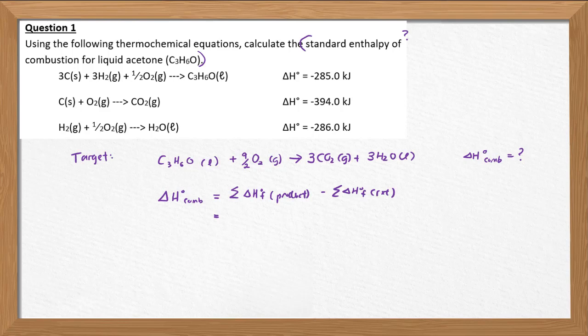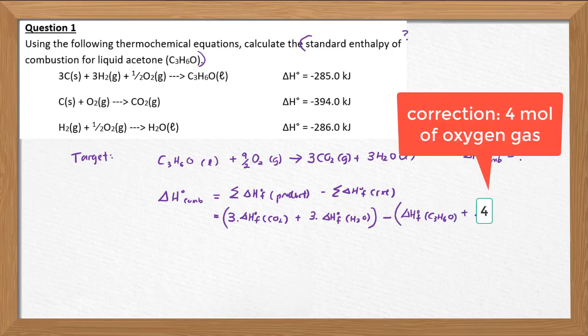So for the products, we have 3 moles of carbon dioxide, so 3 times the enthalpy of formation of carbon dioxide, plus 3 times the enthalpy of formation of H2O. All of these are the products, and minus the reactants. So we need to minus 1 times the enthalpy of formation of C3H6O and also the enthalpy of formation of oxygen. But remember the stoichiometry ratio, 9/2 times the enthalpy of formation for oxygen gas.